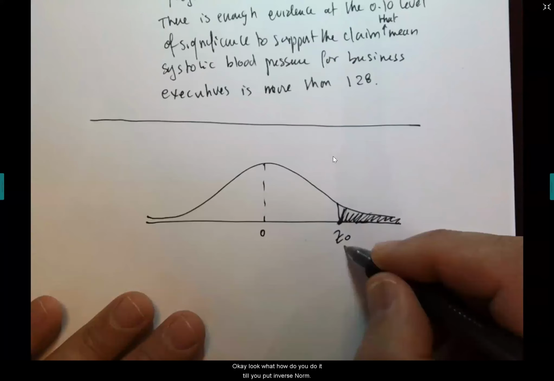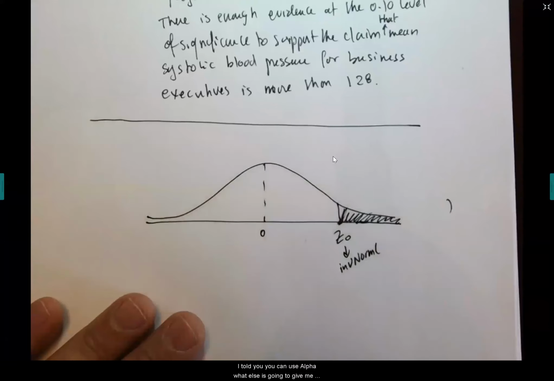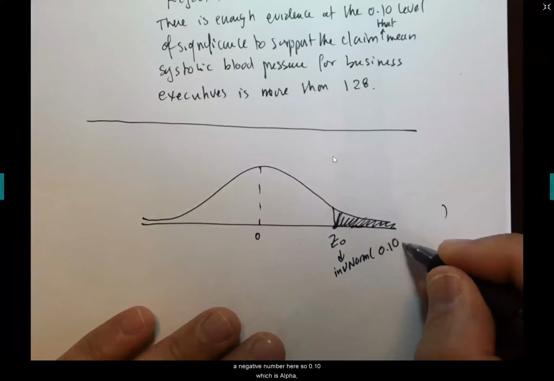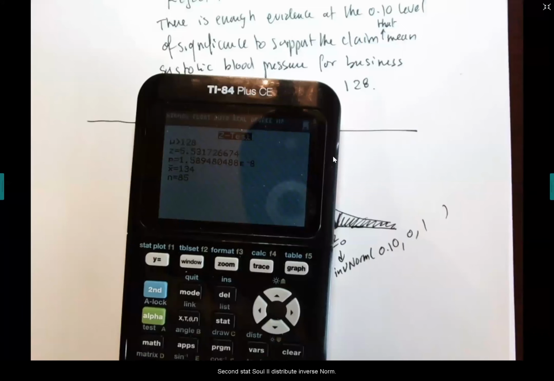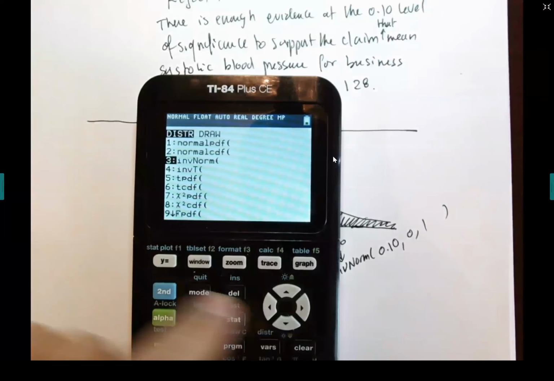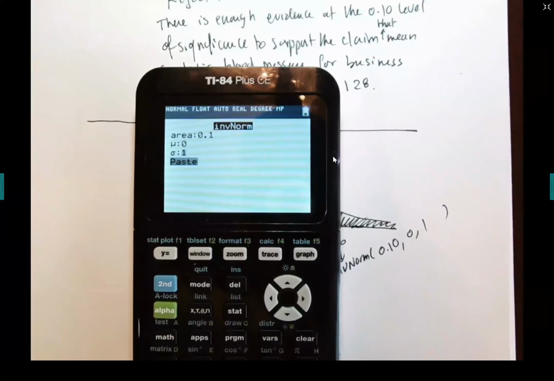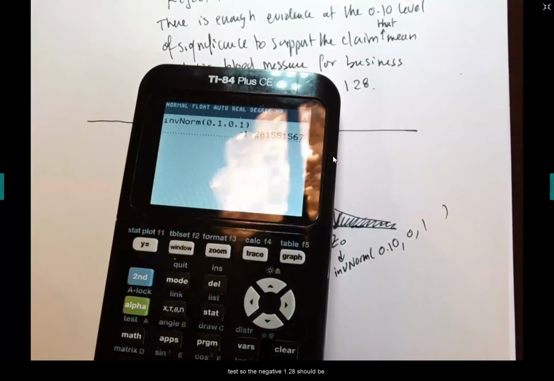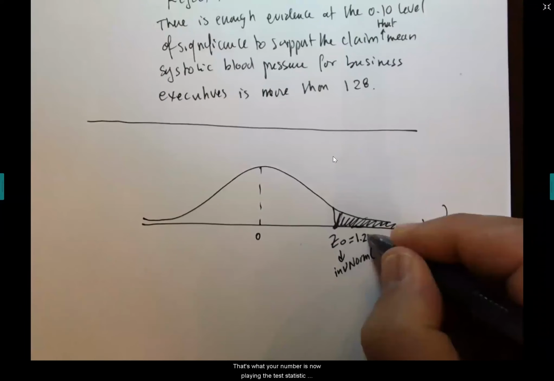Look how you do it here. You put inverse norm. I told you, you can use alpha, but alpha is going to give me a negative number here. So 0.10, which is alpha, comma 0, comma 1. Let me see what this number is going to be. Second distribution, inverse norm, 0.1, comma 0, comma 1, paste. Okay, I got negative 1.28, but remember, this is a right tail test, so the negative 1.28 should be 1.28. That's what your number is.